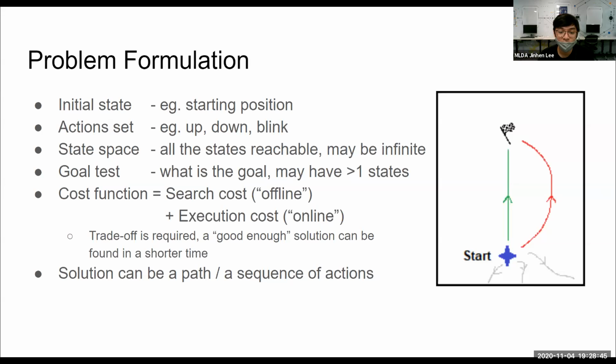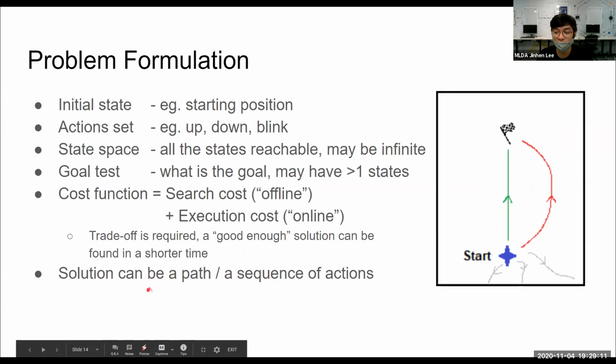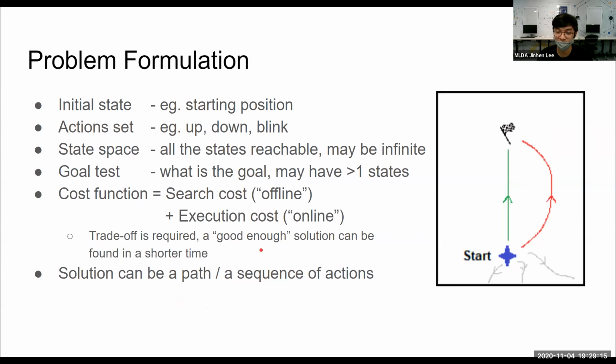But most of the time, we will require some trade-off because we cannot find the optimal solution, the global minimum or the global maximum. So instead, we settle for maybe a local solution that will be good enough for our purpose. But this local solution will still lead us in the correct direction. Like I said over here, the solution can actually be a path or a sequence of actions. So in this case, it's a path actually.